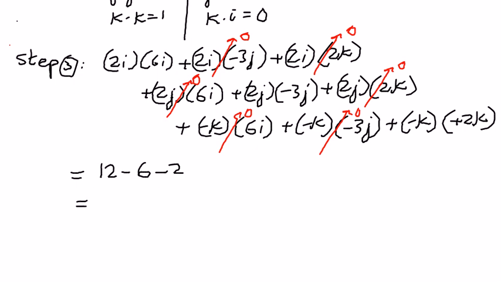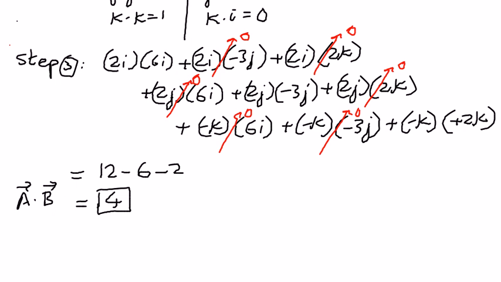Therefore, the dot product between vector A and vector B is going to be equal to 12 minus 6 is 6, 6 minus 2 is equal to 4. Therefore, the dot product is going to be equal to a scalar quantity.